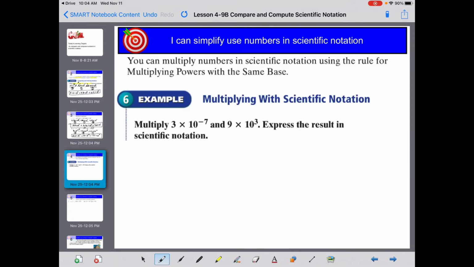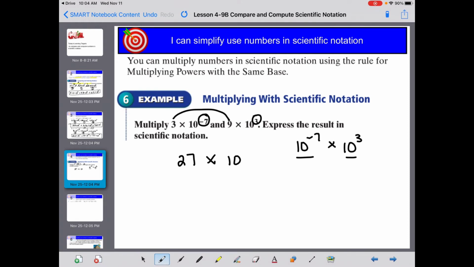You can also multiply numbers in scientific notation using the rule for multiplying powers with the same base. So if I want to multiply 3 times 10 to the negative 7 and 9 times 10 to the third, express the result in scientific notation, I'm simply going to multiply the numbers. 9 times 3 is 27 times 10 to the, then I have the same base here, 10 to the negative 7th times 10 to the third.